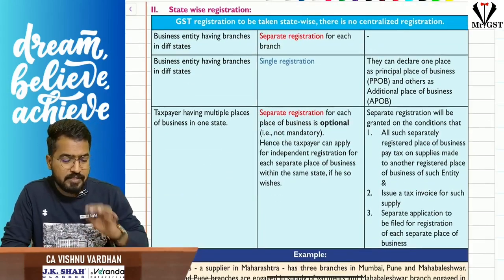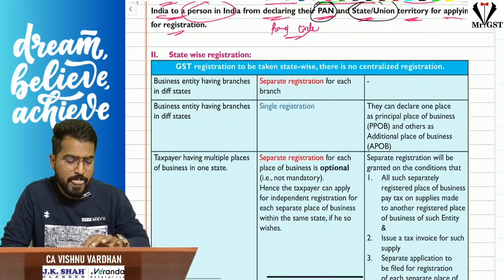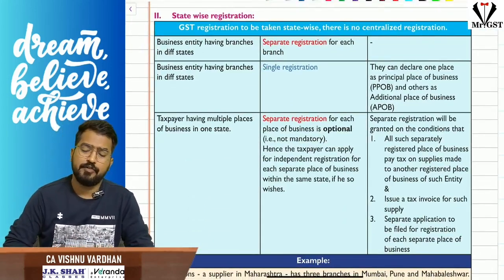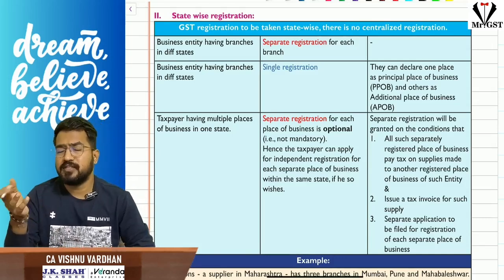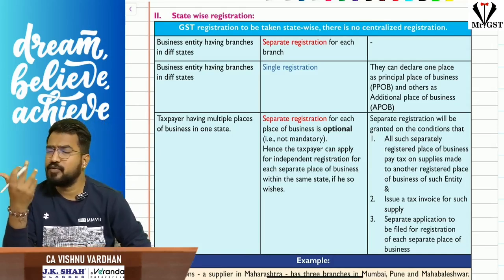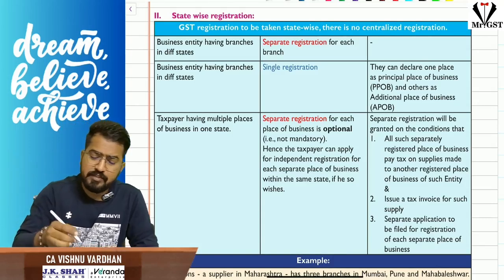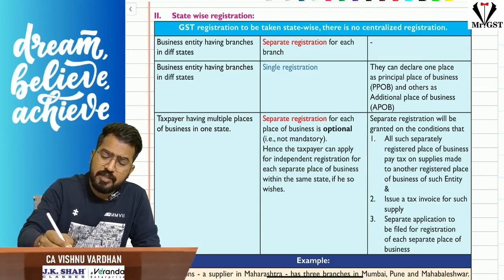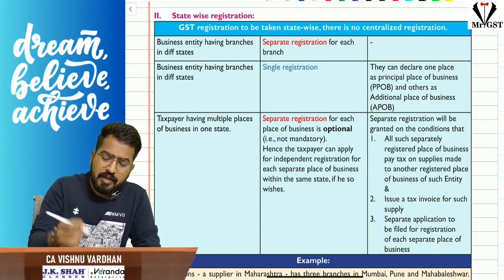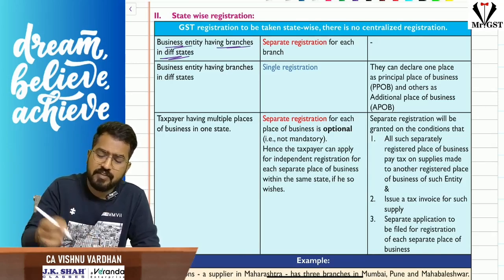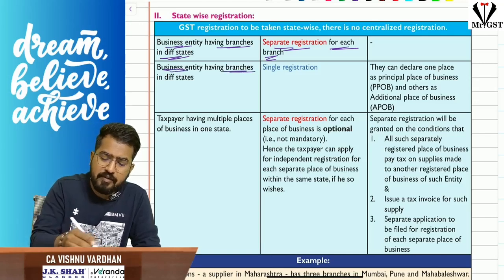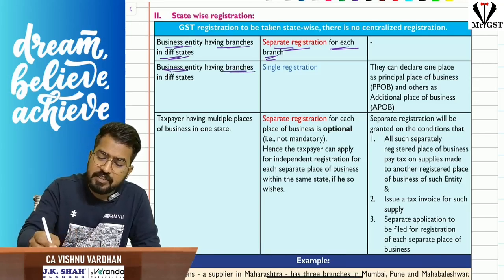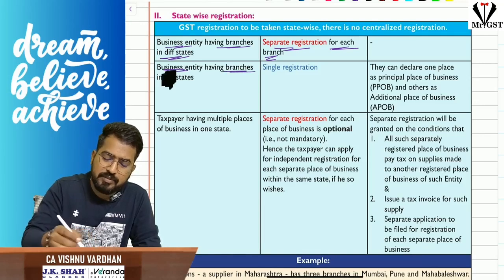Okay, next, coming to the next one, state-wise registration. If you see, obviously, sir, from each and every state where you are making the supplies, if you are becoming liable for registration, you have to obtain registration in each and every state. So separate registration should be possible. Okay. And here one interesting thing is, sir, if you have business entity and having branches in different states, separate registration for each branch is required, but you have business entity having branches in same state.